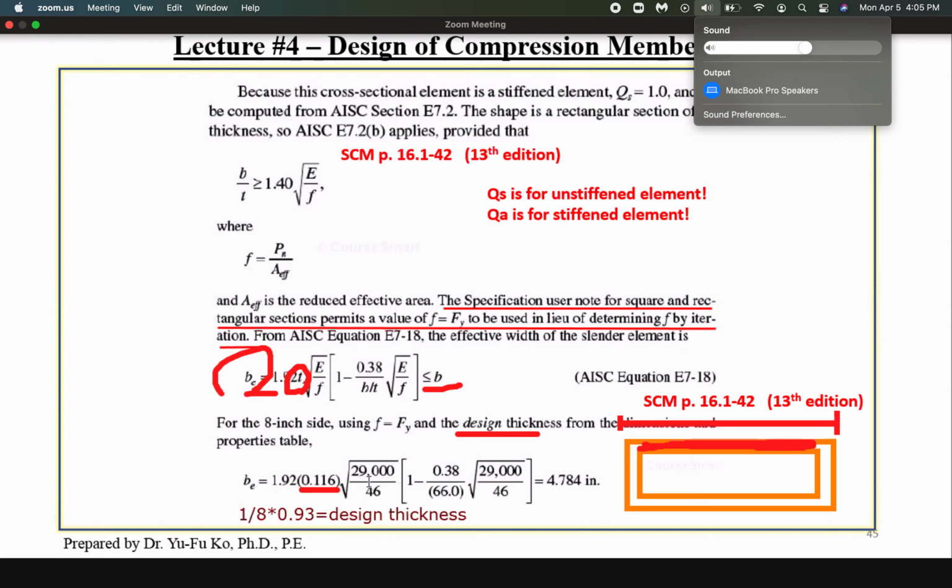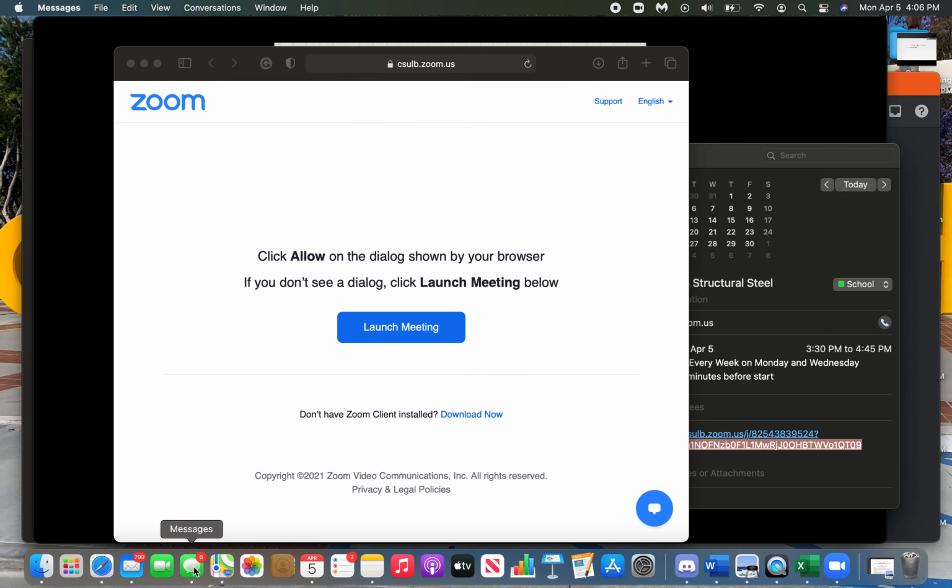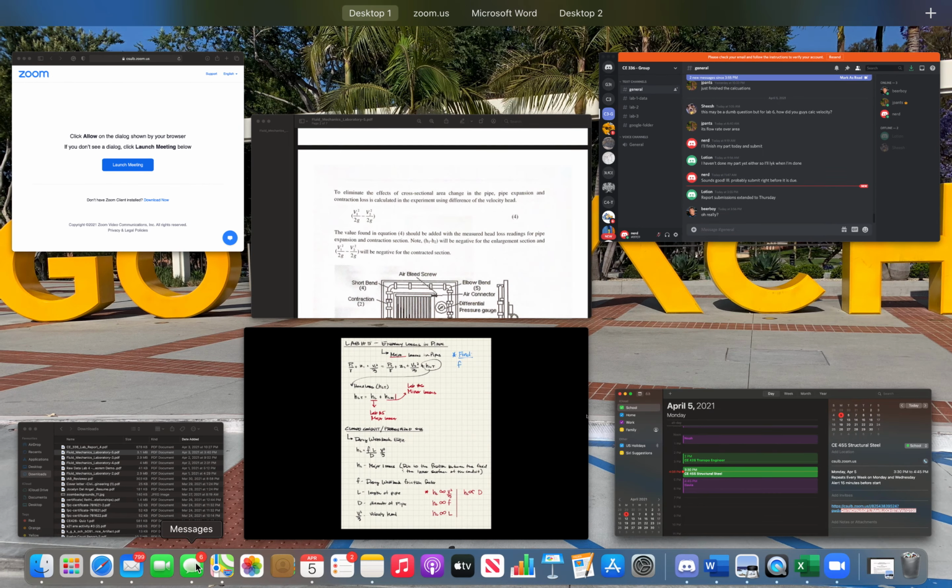F, you plug it into Fy. B over T, also from the manual. So you got BE is 4.784. So this is the reduced, what we call effective width or effective length of this element. Likewise for this element, due to local buckling. Because our goal is to figure out the reduced effective area, we need to figure out the effective width first, which is B sub E.